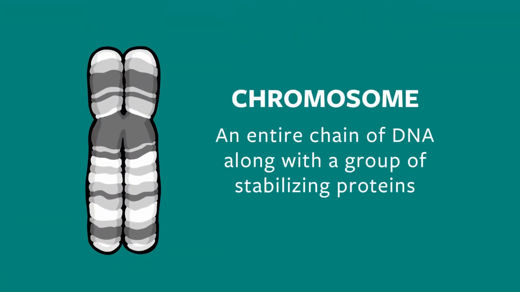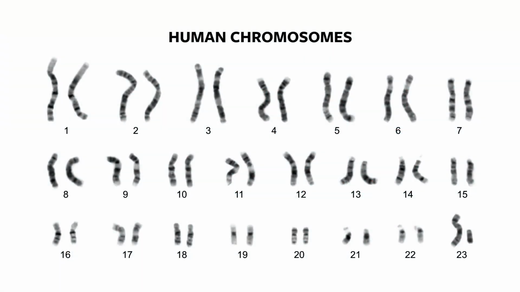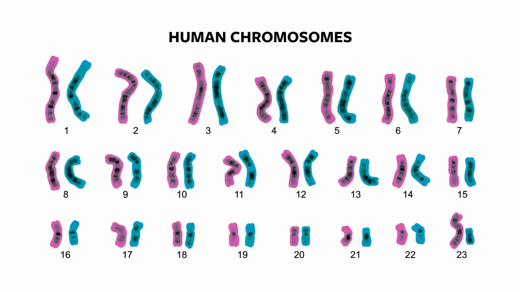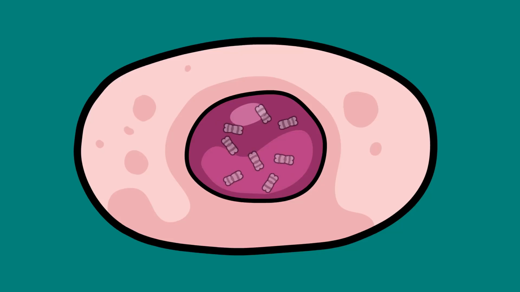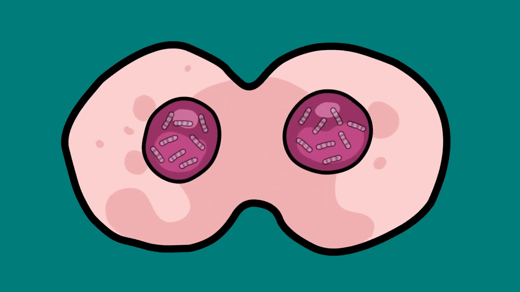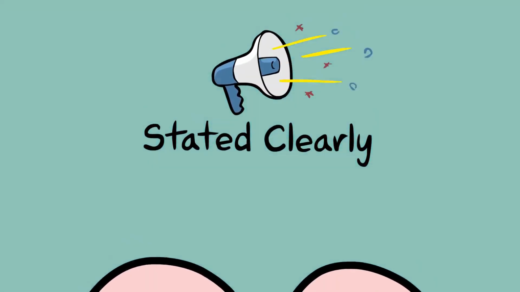A chromosome is an entire chain of DNA along with a group of stabilizing proteins. Humans typically have 23 pairs of chromosomes in each of their cells, that's 46 altogether. In your body, one member of each pair came from your father, the other from your mother. For most of a cell's life, chromosomes exist in a loose, noodle-like structure. Chromosomes are copied and then condensed like spools of yarn for durability when a cell prepares to reproduce by splitting in 2. I'm John Perry, and that is a chromosome, stated clearly.